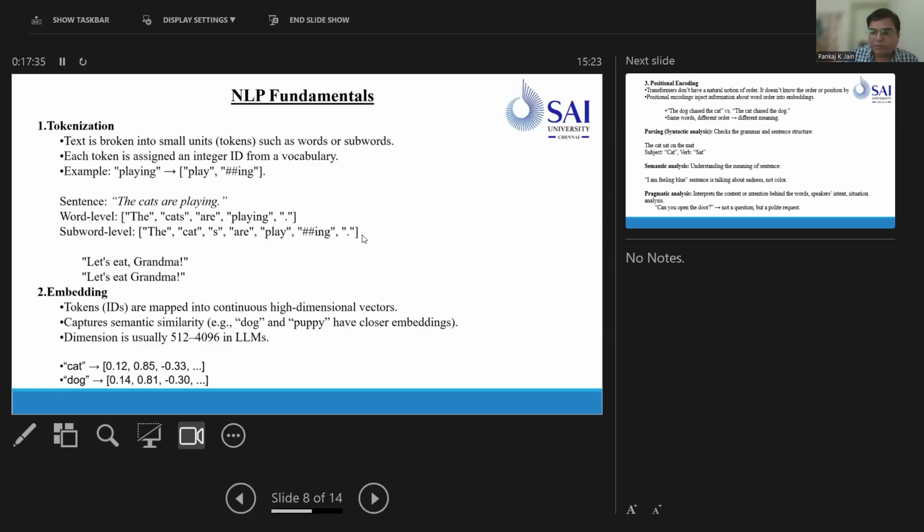So why is it important to convert into tokens? There is value even in commas. There's an example here: Let's eat grandma, and Let's eat, grandma. What is the difference between these two sentences? If you see, there is a comma. In the first, let's eat, then comma, you're asking the grandma to eat. In the second, let's eat grandma, basically you are eating your grandmother.